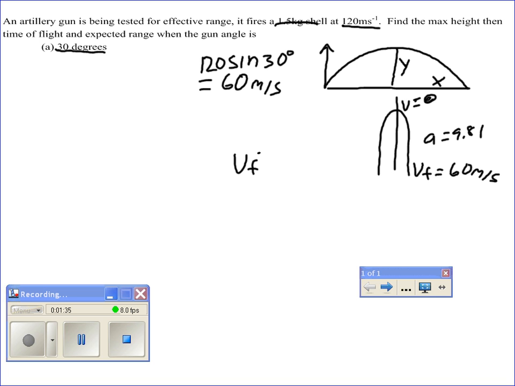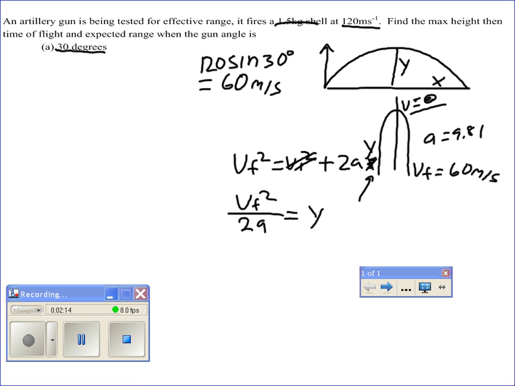I would use VF squared equals VI squared plus 2AX. In this case, the distance x is what we're solving for. That's going to give us the height. So we should call that y. VI here is 0, so it's going to cancel out of the problem. I'm going to rearrange to solve for y, so it's VF squared divided by 2A equals the height y. When I plug in these numbers, I'm going to square 60, squared divided by 2 times 9.81.